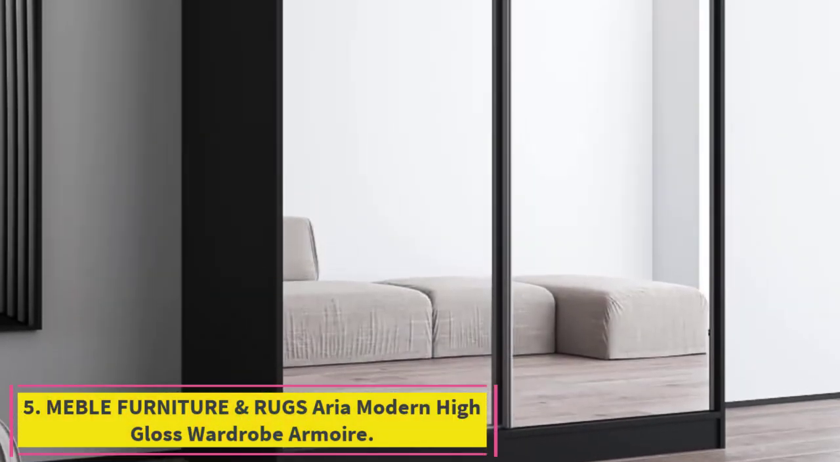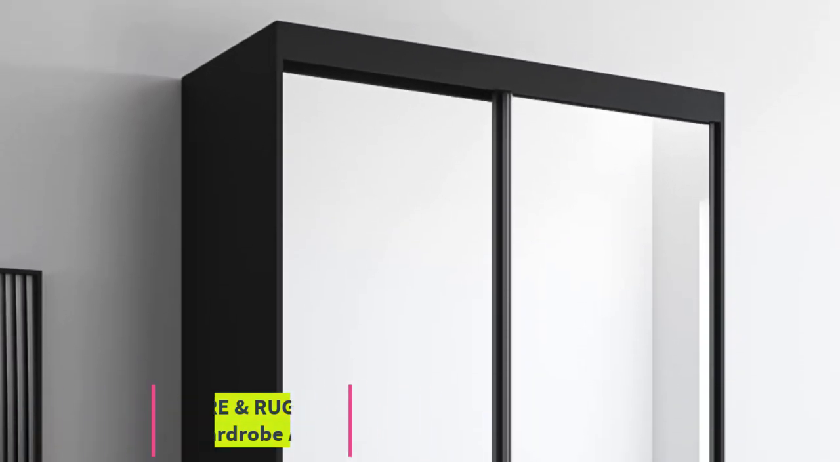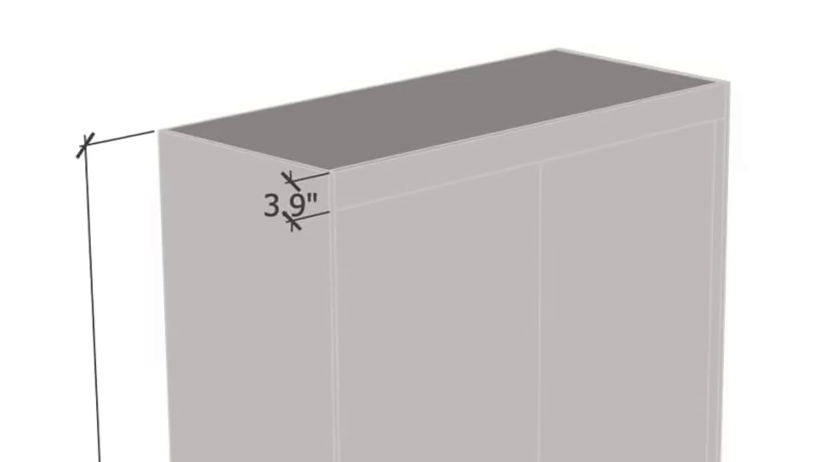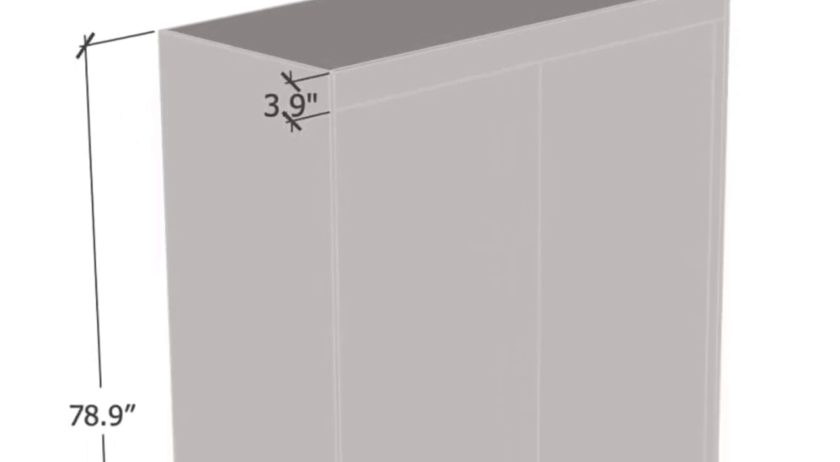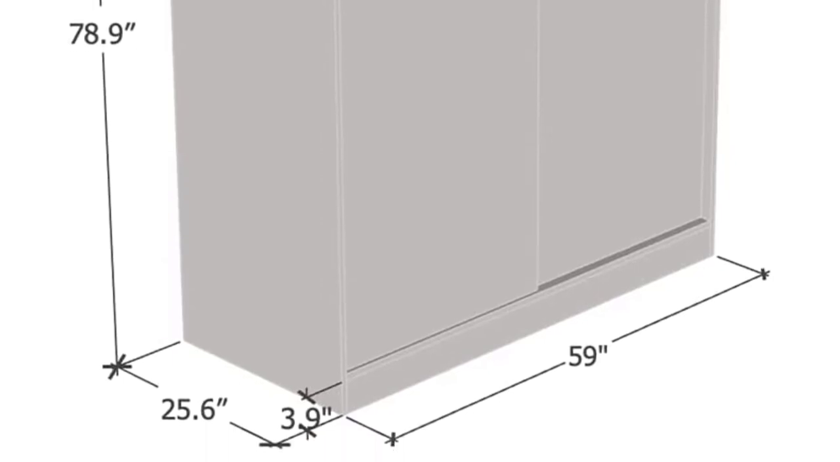Number 5. MEBLE Furniture & Rugs Aria Modern High Gloss Wardrobe Armoire. The MEBLE Furniture & Rugs Aria Modern High Gloss Wardrobe Armoire is a modern and unique wardrobe armoire imported from the European Union. It has a contemporary design and comes flat-packed, ready to ship.